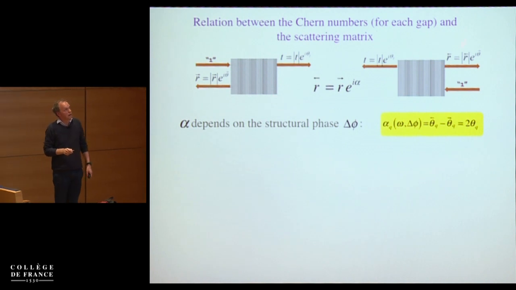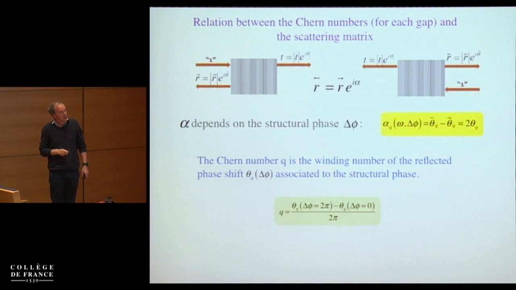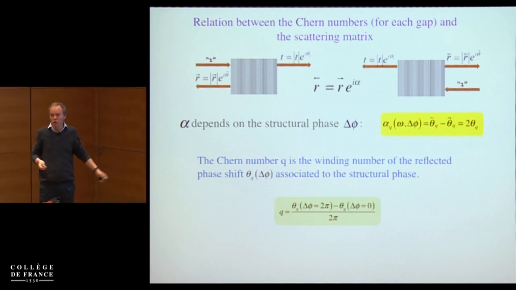If you look at this, in fact, this alpha depends on the structural phase, but it can be written in terms of the reflection phase here minus the reflection phase here. Now, if the two systems are identical, this is minus this, so this is twice a given reflected angle. So this is not the transmitted angle. This transmitted angle does not depend on delta phi. Alpha is just twice this. And in fact, the Chern number is nothing but the winding number of this reflected phase shift, which is associated to the structural phase. So this is what we saw before. Okay? The Chern number is just a winding number, which is what we expect from a good topological number.